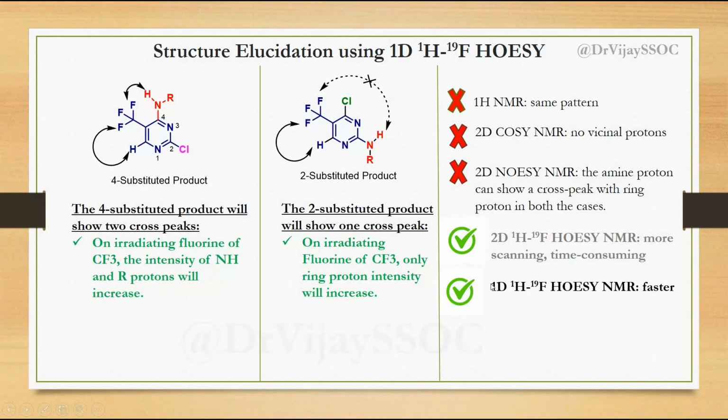So once again, I will tell you what I am trying to say. In 1D proton fluorine HOESY NMR, you have to irradiate the CF3 fluorine signal. On irradiating the CF3 fluorine signal, if you see an increase in the intensity of the amine proton or R protons, it means this substitution is in close proximity. But if you don't see any kind of increase in the intensity of the amine proton, then it means it is the two substituted product. I know you are still confused. So let's see how 1D proton fluorine HOESY NMR looks like.